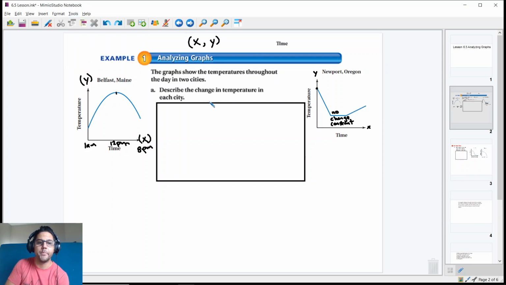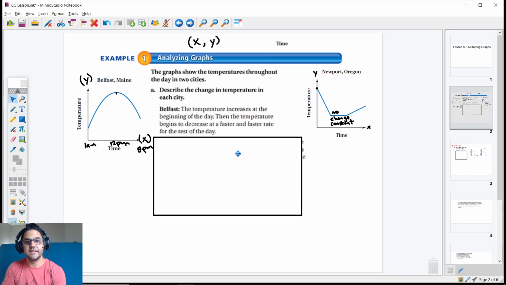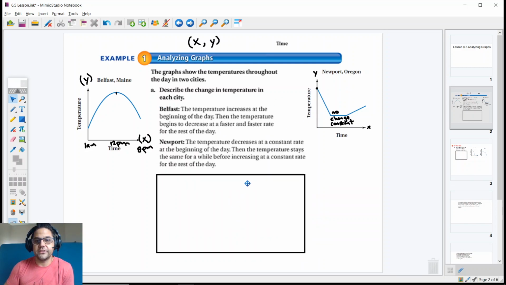All right, so let's see what the book actually suggests. For Belfast, they say the temperature increases at the beginning of the day. Yeah, we said that. It doesn't say anything about it reaching the max. Then the temperature begins to decrease. Ooh, and it says at a faster and faster rate for the rest of the day. So it's going down pretty quickly. It's not a straight decrease like it was over here, which is still pretty quick, but it's a curve. And the curve part, again, it's decreasing, but it's going a little bit quicker, especially as the sun starts to go down. All right, Newport, Oregon. Let's see. The temperature decreases at a constant rate. So yeah, it decreases, but it decreases quickly.